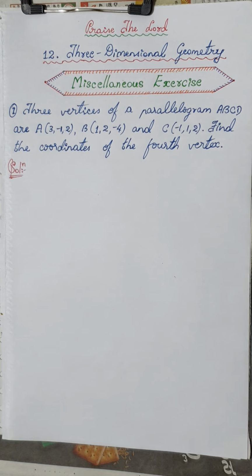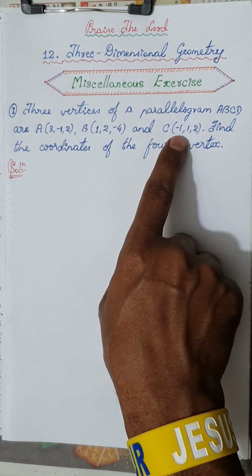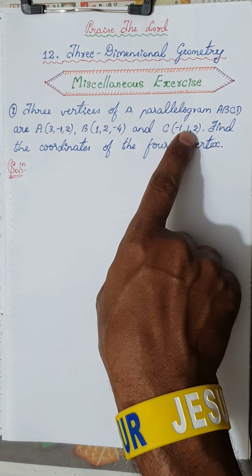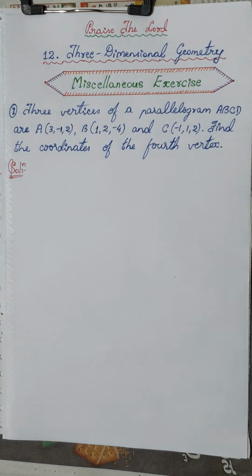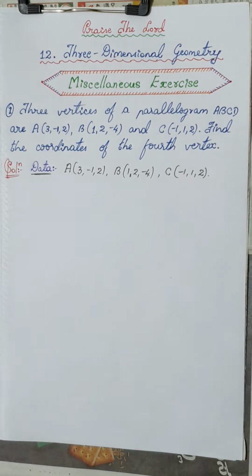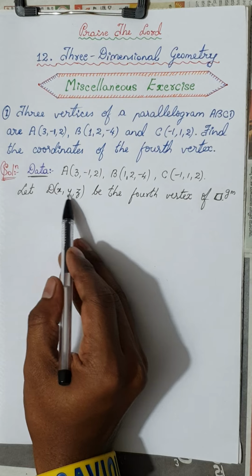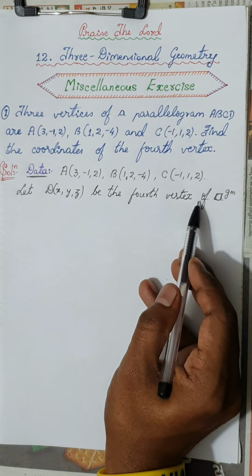So for our convenience, let us assume D would be the final vertex. Since we don't know its coordinates, let me consider the coordinates of D as x, y, z. Is it clear? Let's note down the basics first, the data, then consider D. From there we can proceed with the solution. So the three vertices given are A, B, C. I've noted down the given data, and let D, which is (x, y, z), be the fourth vertex of a parallelogram.